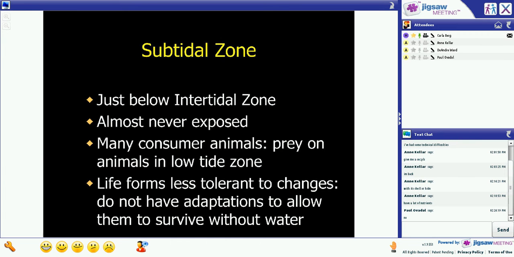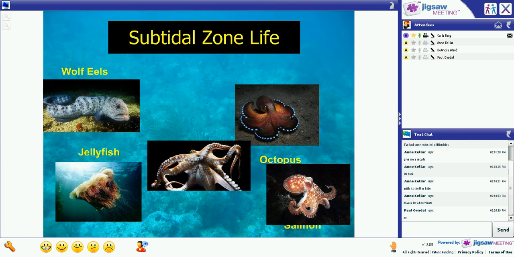And the subtidal zone is the area just below the intertidal zone. It is almost never exposed to the air. There are many consumer animals here that prey on animals in low tide zones. Life forms here are less tolerant to changes. They do not have adaptations that allow them to survive without water. Organisms in this tide zone are different types of fish and invertebrates like wolf eels, jellyfish, and octopus. Now, if you look at the octopus here, I put a couple of different pictures so you could see and compare.